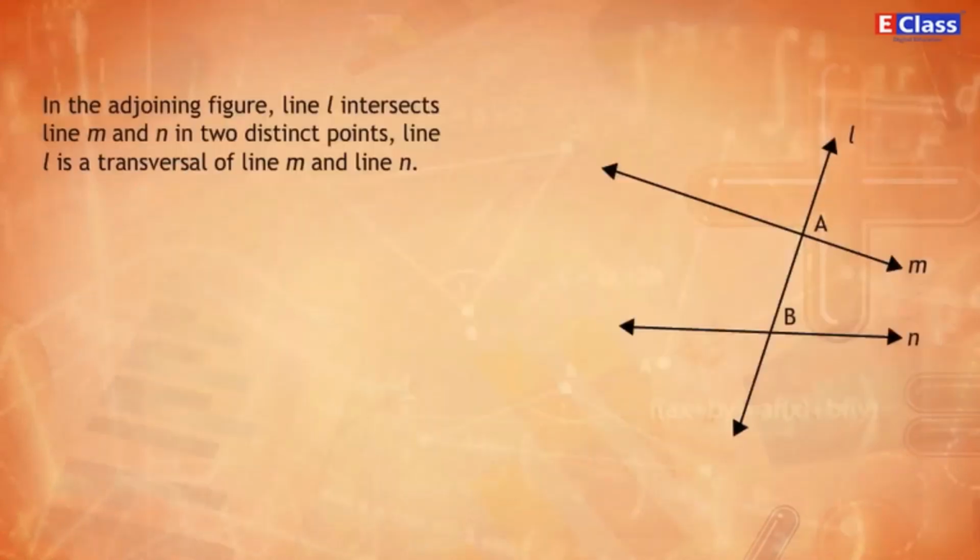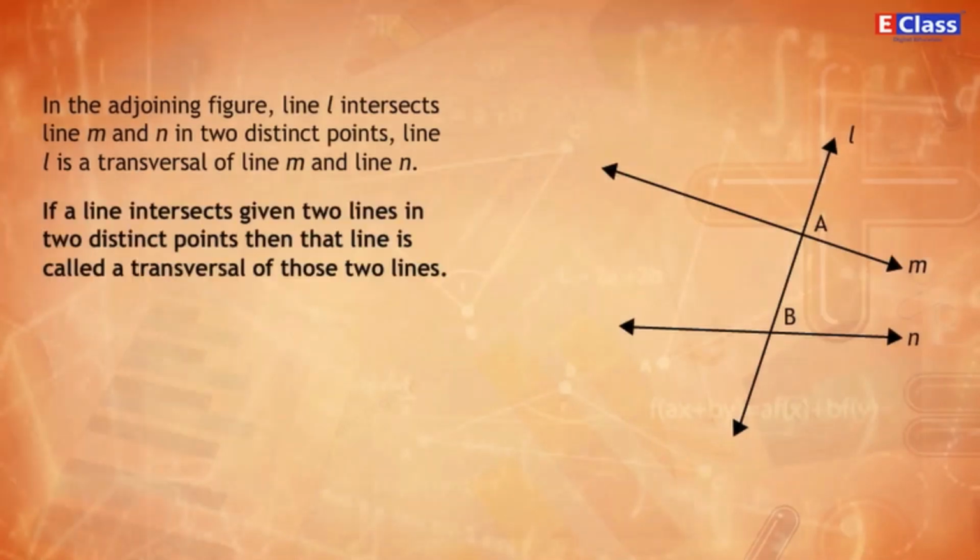Transversal. In the adjoining figure, line L intersects line M and N in two distinct points. Line L is a transversal of line M and line N. If a line intersects given two lines in two distinct points, then that line is called a transversal of those two lines. Angles made by a transversal.